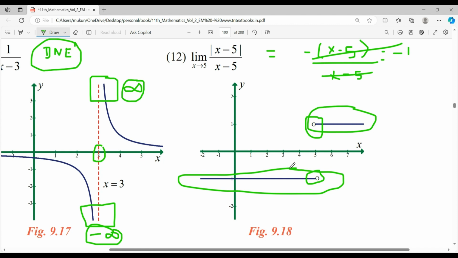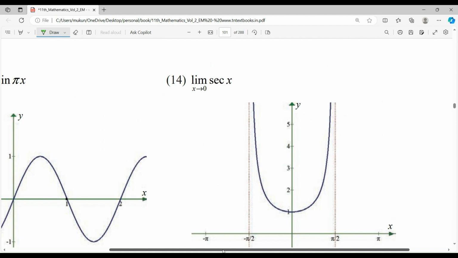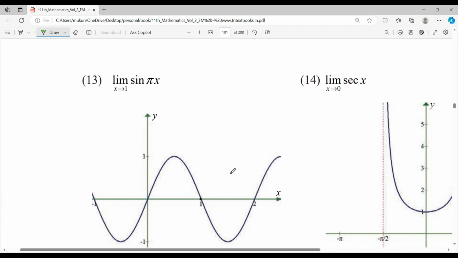So we will go back and apply the limit existence condition. Your right hand limit is 1, your left hand limit is minus 1. So which means for this function, the limit does not exist, right? We'll move to the next set of graphs.